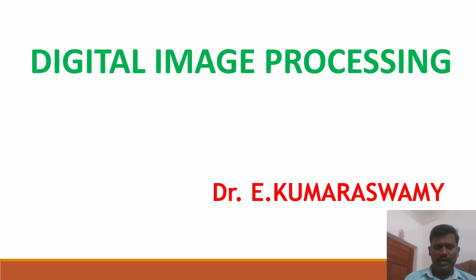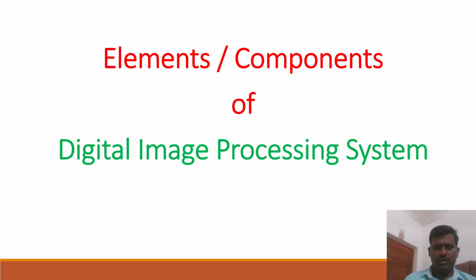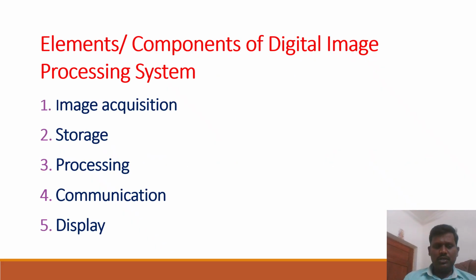In this video, I am going to discuss the elements or components of a digital image processing system. These are the elements or components of a digital image processing system: image acquisition, storage, processing, communication, display. For any digital image processing system, first we need to capture an image. Whatever scene you want, you are going to capture or acquire the image. That acquisition process is done with the help of the image acquisition component.